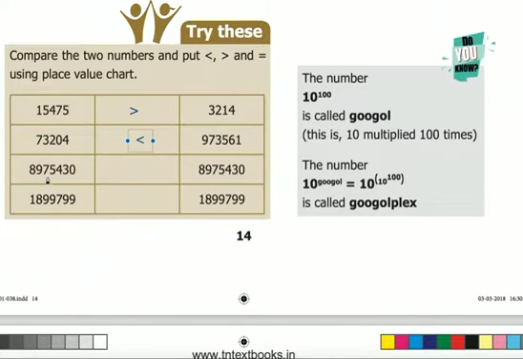Again, how many digits? 3, 6, 7. Okay, digits are same. Then start from here. 8, 9, 7, 5, 4, 3, 0. All are equal. This is also equal.